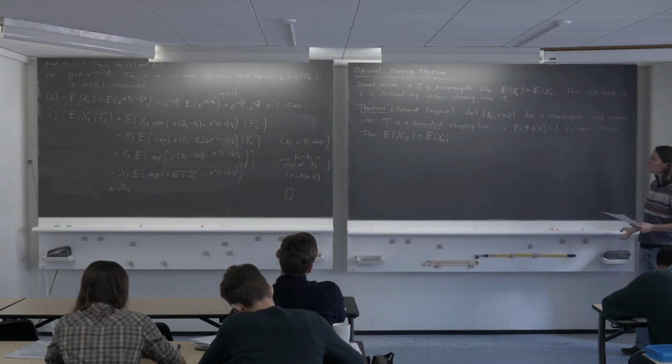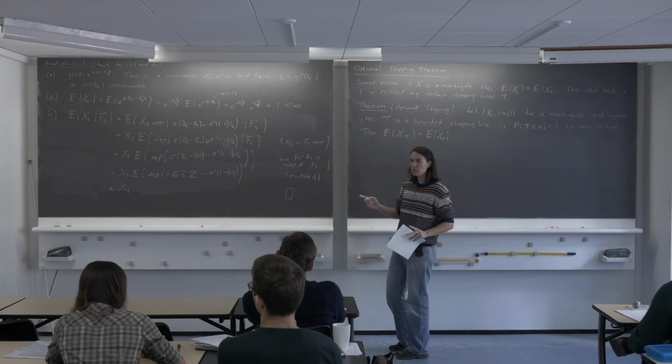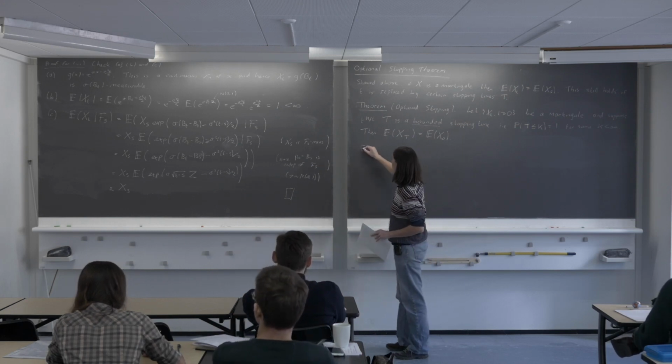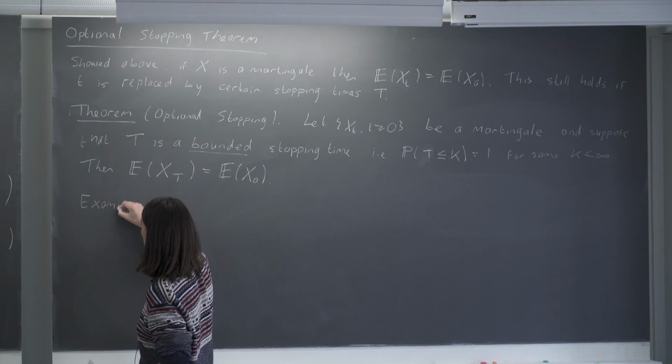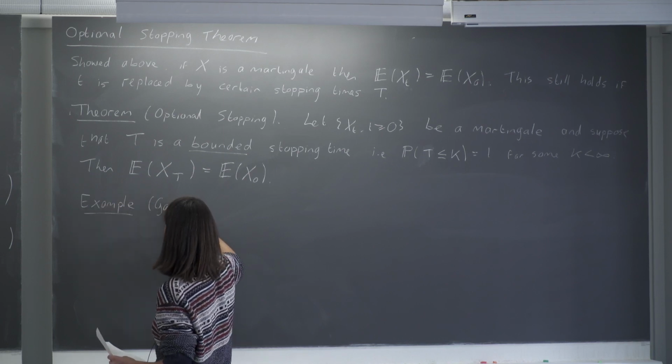Okay, so let's see how we use it. So here's an example, and this is the so-called gambler's ruin problem.